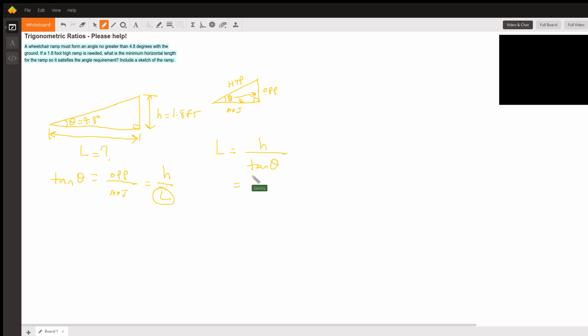H is 1.8 feet and theta is 4.8 degrees, so we'll put tan of 4.8 degrees. Plug these numbers into a calculator, and make sure that your calculator is set to degrees mode, because you can either have degrees mode or radians mode, and you need it to be in degrees mode to get the right answer. When you do all the plugging into the calculator, you're going to get 21.44 feet. So this length right here is going to be 21.44 feet. And that's going to be your answer.